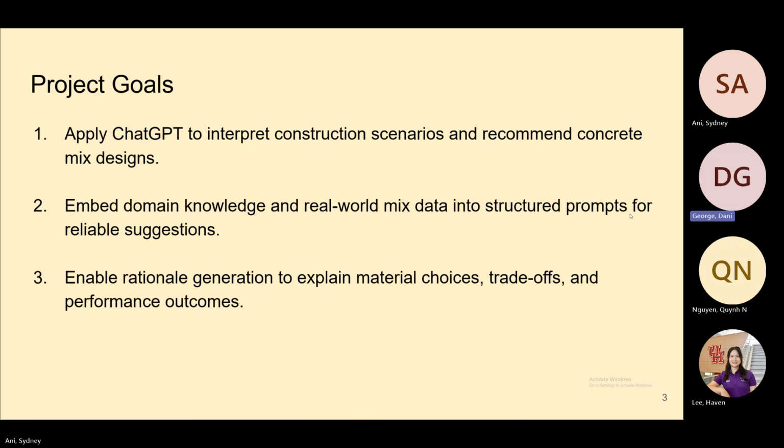Second, to make this possible, we wanted to embed domain knowledge by using the ACI guidelines and best practices, and also mix the real world data into the structured prompts so that the model can give technically sound suggestions. And another key focus was to enable rationale generation. So we want the model not to just suggest a mix, but also to explain why it chose certain materials and how it balances trade-offs like strength versus durability.